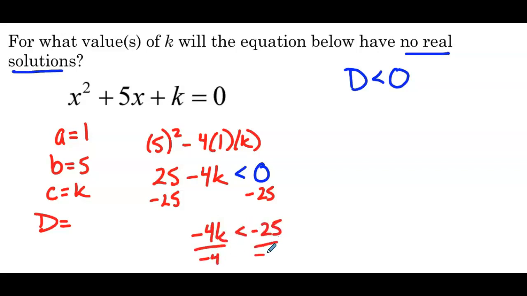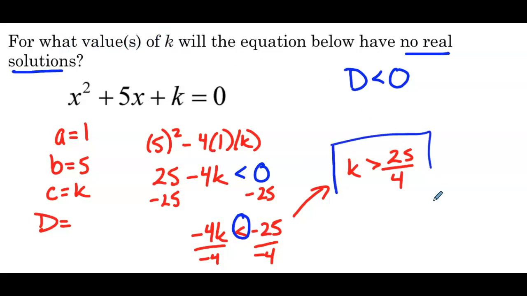Divide both sides by negative 4. I'll go over here now. Now remember, when we divide by a negative, we have to switch the inequality sign. So now k is greater than 25 over 4. So for what value or values of k? Well, if you pick any value of k that's greater than 25 over 4, this quadratic equation will have no real solutions. You can try that on your own, right? Pick a value that's greater than 25 over 4. Pick k as 100, for instance, and try to find the discriminant, and you should find that you're going to get a negative discriminant.